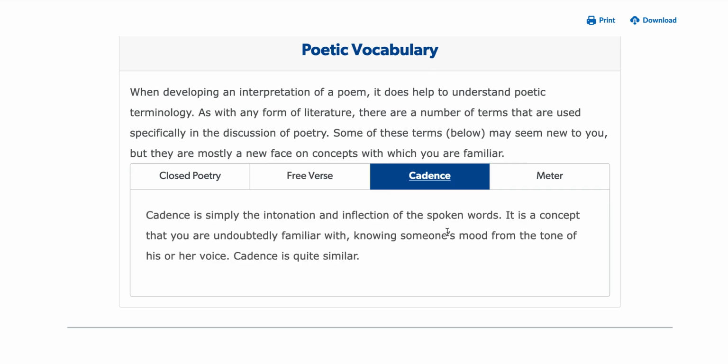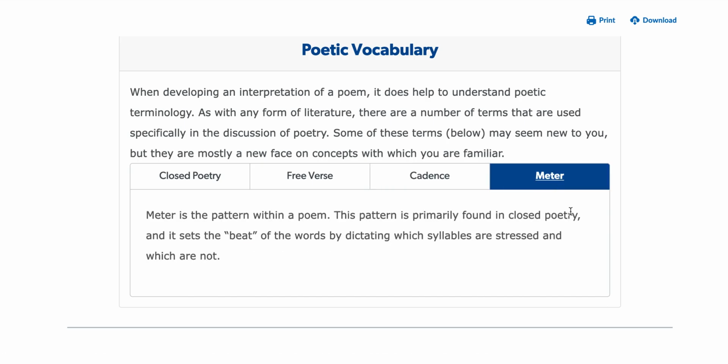Now, cadence, this is something to remember too, is the way, if you were to say the poem out loud, it's just the way that the rhythm kind of feels within the poem. So, for example, and we're going to discuss this later on, shall I compare thee to a summer's day? See how it's kind of lilted? Or when you read Frost's poem out loud, you kind of hear that sing-songy kind of rhythm. That would be the cadence.